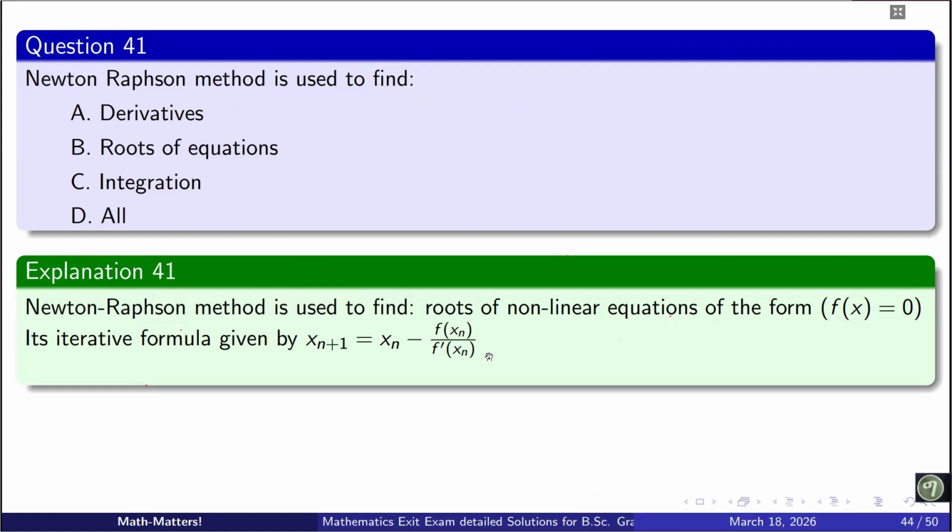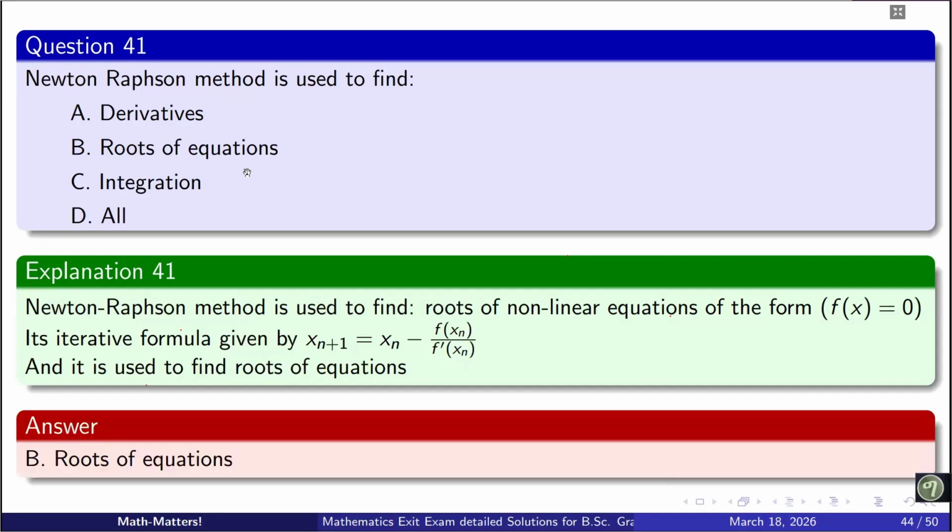So the Newton-Raphson method uses the derivative of the given function at the approximate value, but it doesn't find the derivative of the given function. The objective of the method is just to find roots of equations. Therefore, the answer for this one is B, which is roots of equation.